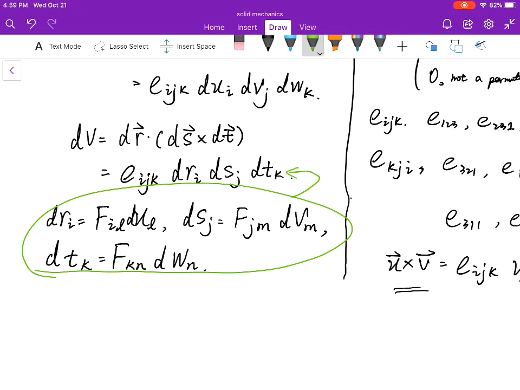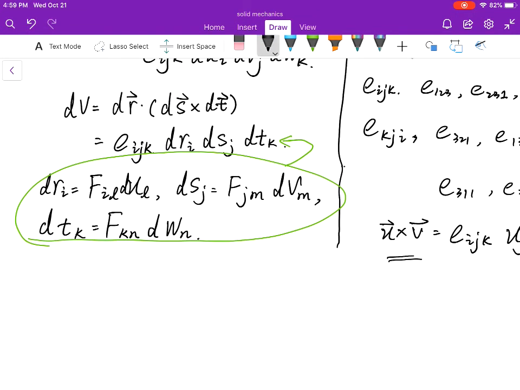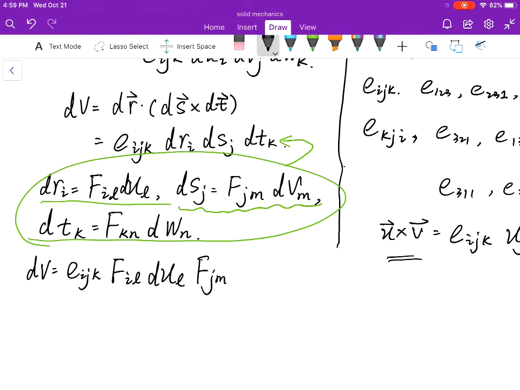And now we need to substitute all this into this equation. So what will we get? We get dv equal to e_ijk, substituting this one, F_iL dU_L, and then ds_j, this one, so we have F_jM dV_M, and lastly this one, so here we have F_kN and dW_N.